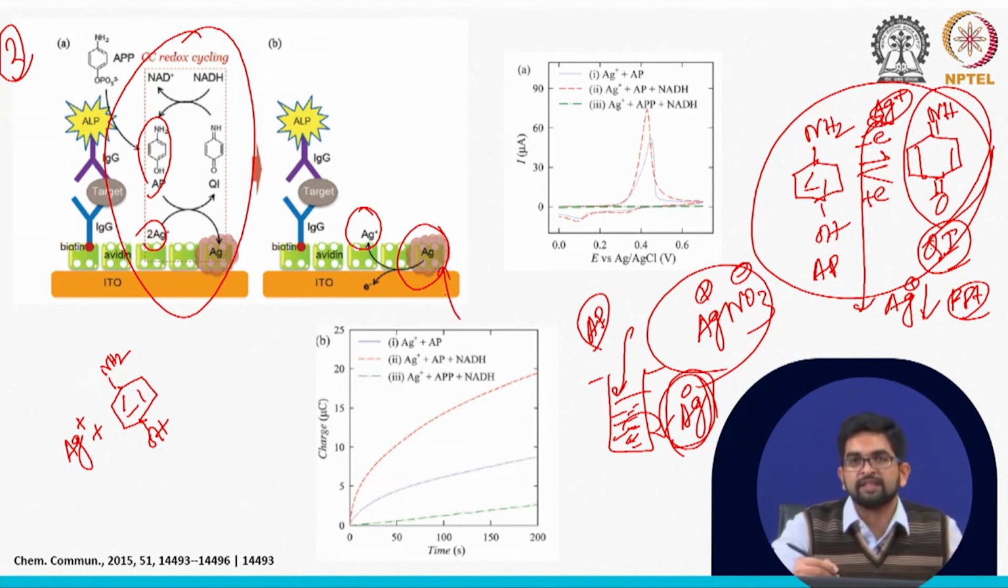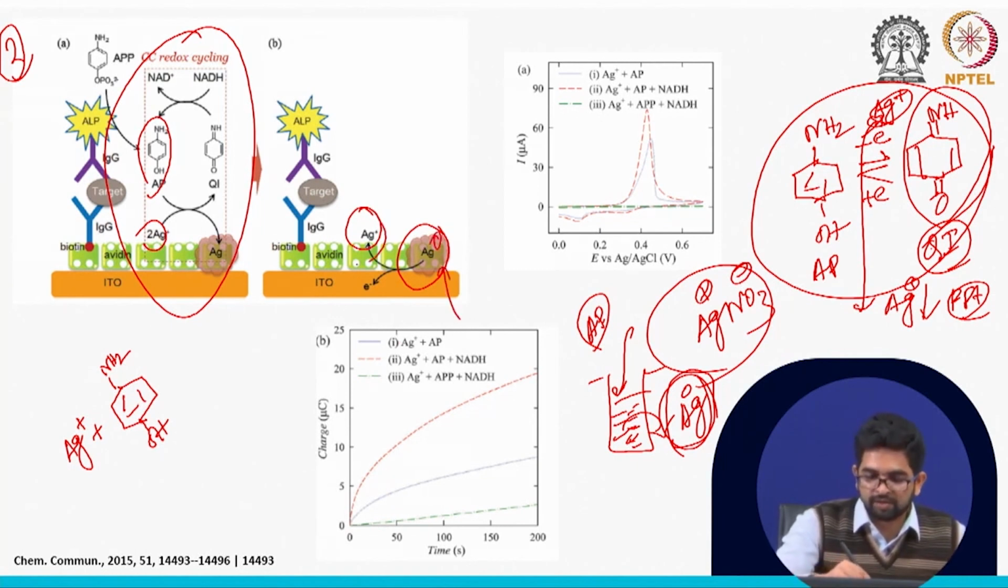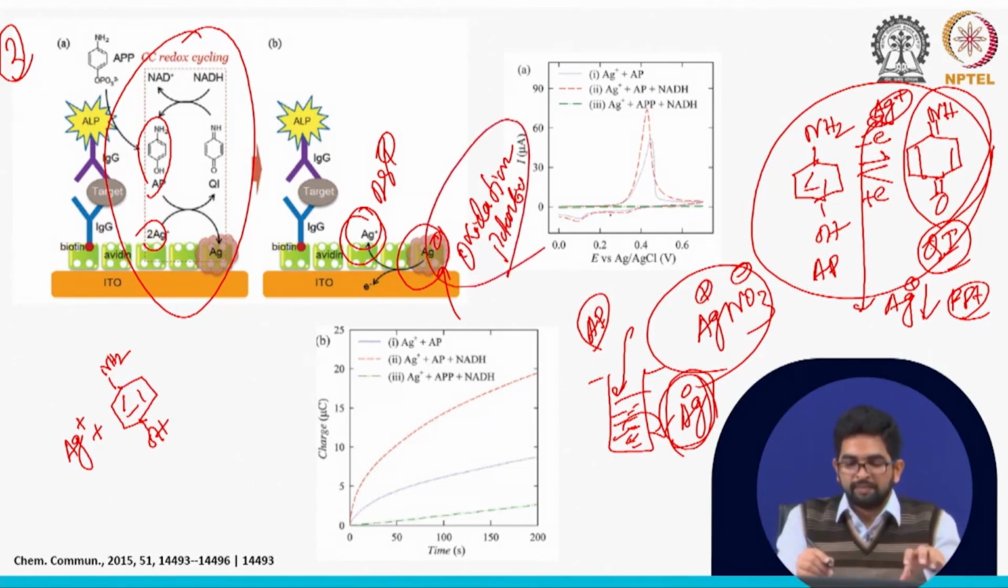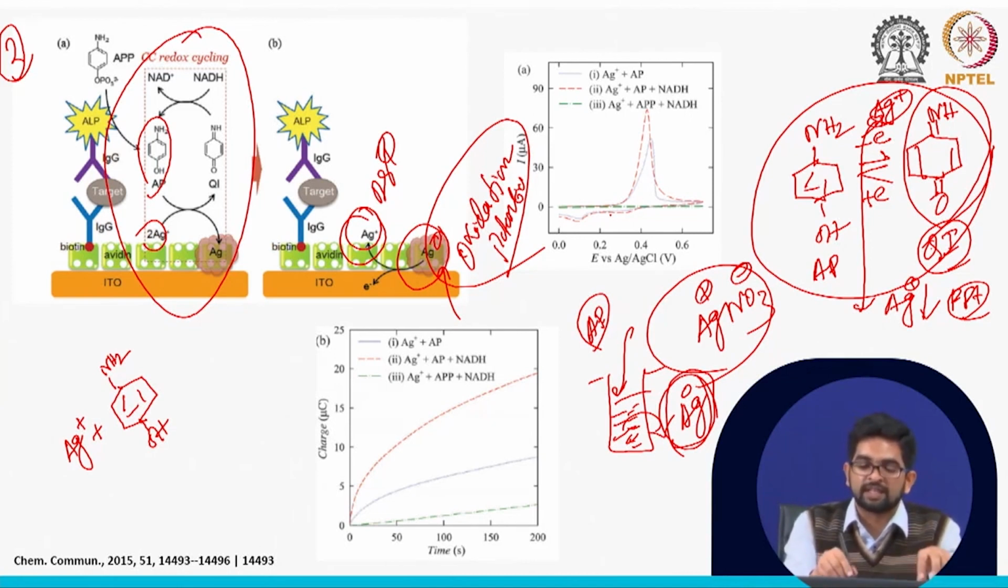by applying some potential, because it is in the silver 0 form. You can go to silver plus again by applying oxidation potential, right? It is very easy and very interesting. So you made silver 0 on the sensor surface from silver ion. Now let's oxidize the silver 0 to silver ion again.